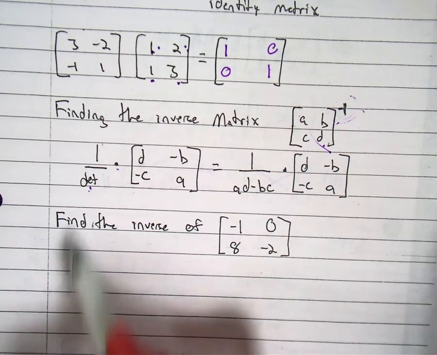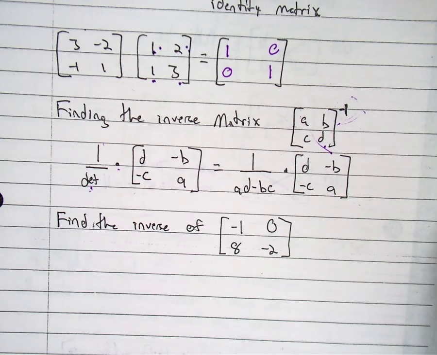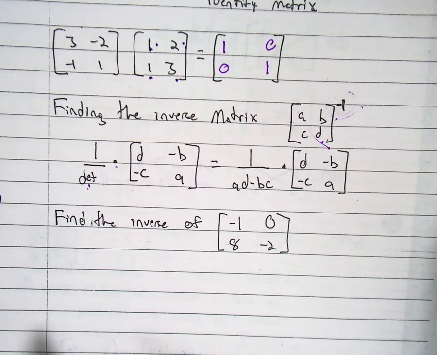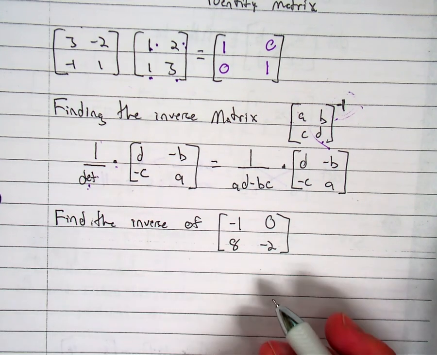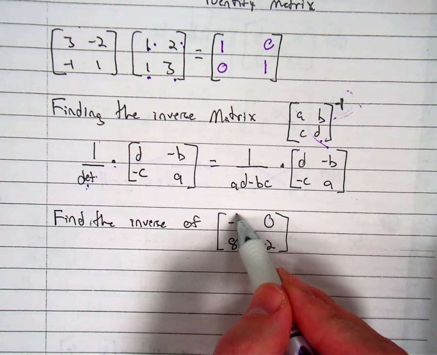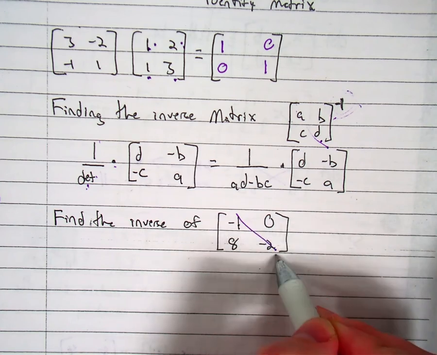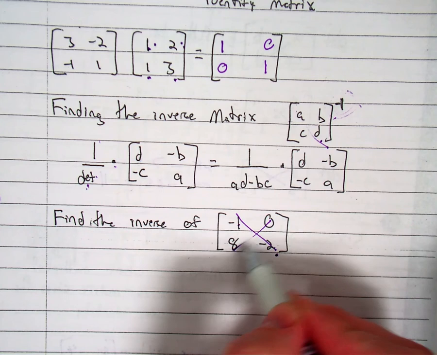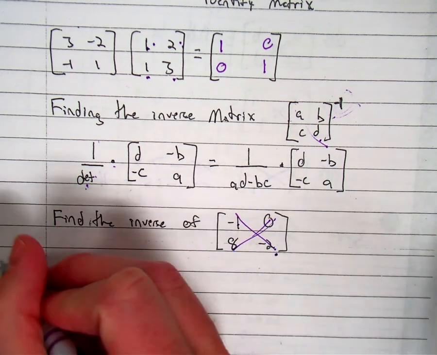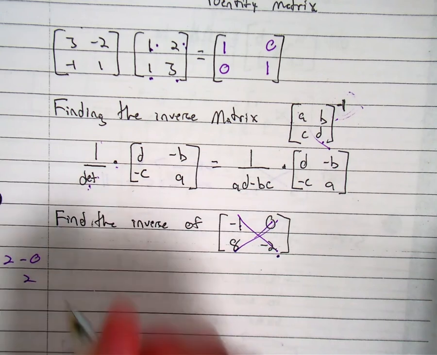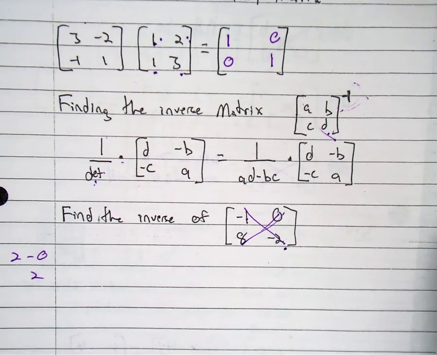Okay, so there's a lot going on right there doing this by hand. Let's see what you can do. Well, we'll walk through it slowly together. So 1 over the determinant. Step 1, I need the determinant. Negative 1 times negative 2 is 2. 0 times 8 is 0. So I have 2 minus 0. The answer to the determinant is 2.